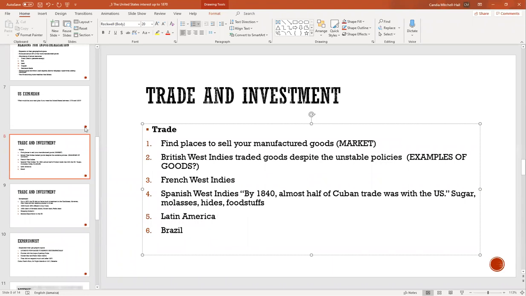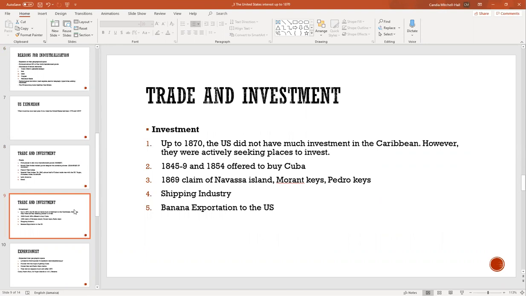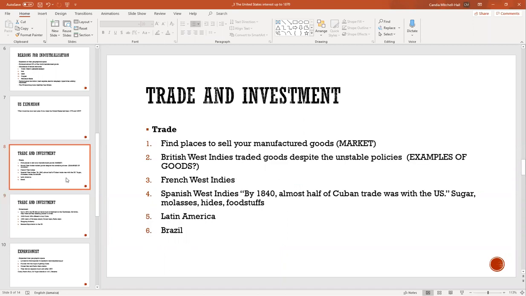You're making all these goods. You have all these resources. You're developing all of these machines. You're becoming wealthy. You need customers. Think like a business person. This is one thing with the United States. They don't think like a country. They think like a business. And so they want places to sell their goods. And if you are giving me problems, I'm going to search for another place. So for example, by 1840, almost half of the Cuban trade was with the US.